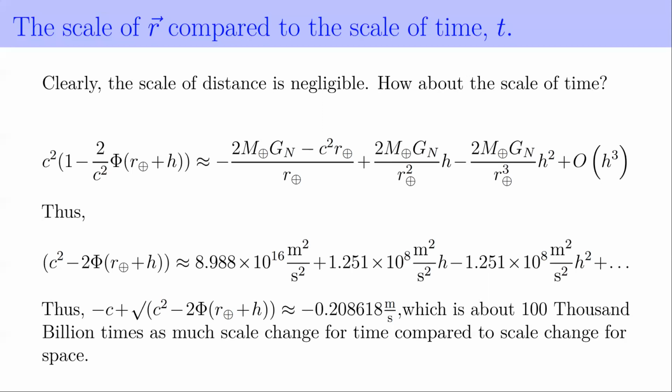Now, 0.2 meters compared to 100 diameters of a proton is about 100,000 billion times as much scale change for time compared to scale change in space. And this is why all of the effects in general relativity around us are in terms of time.